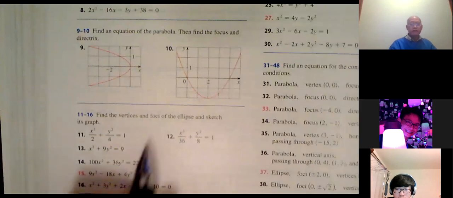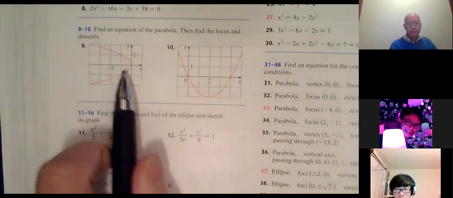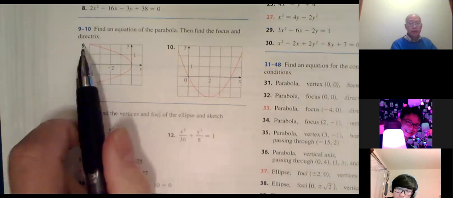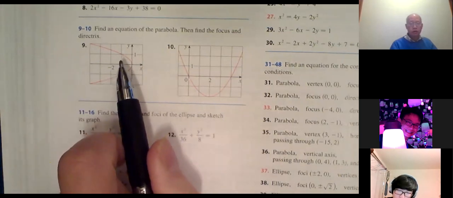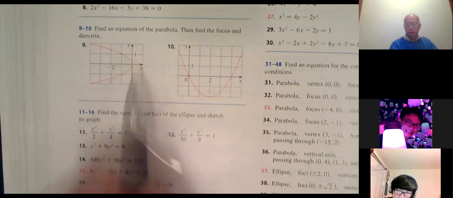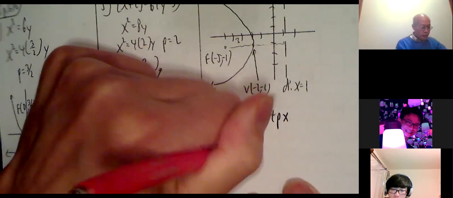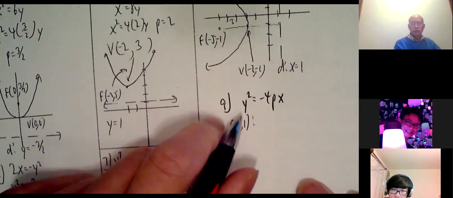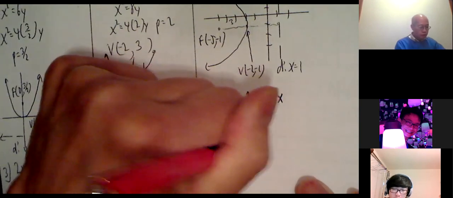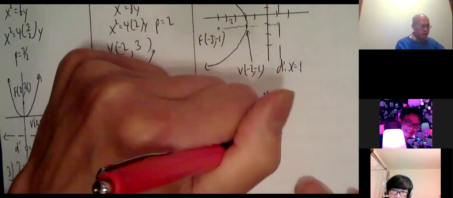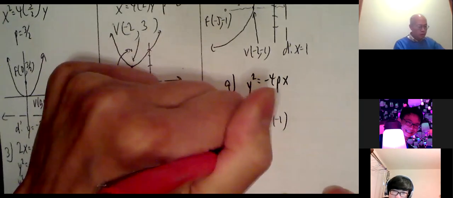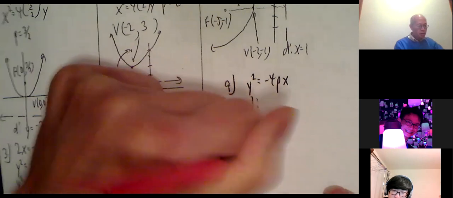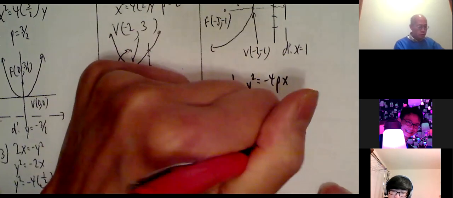And what do I do from there? Well, how about pick a nice point? So that's a nice point. How about I pick negative 1, 1? Negative 1, 1 is on the graph. Agree? So over here, I'll say negative 1, 1, plug in. 1 equals negative 4 times p times negative 1. 1 equals 4p. So p is equal to 1/4.